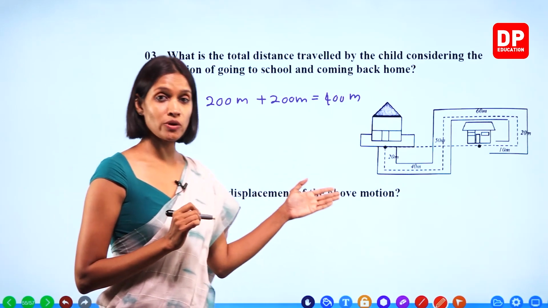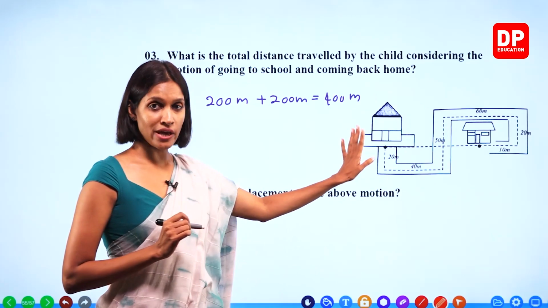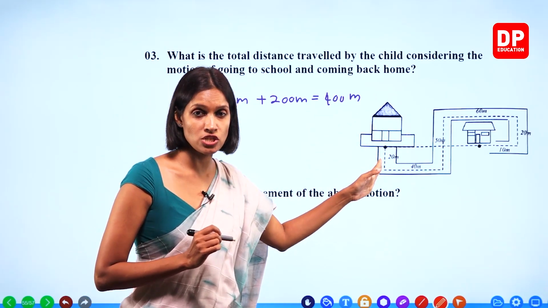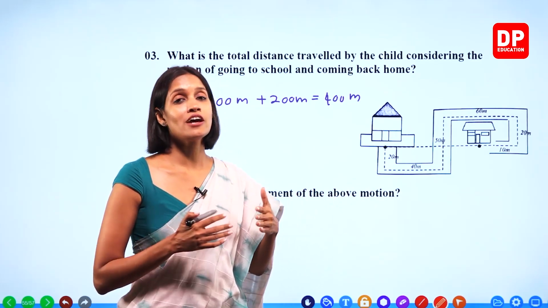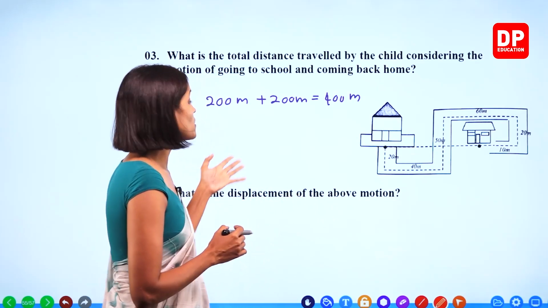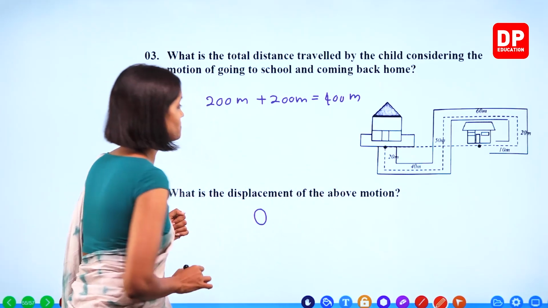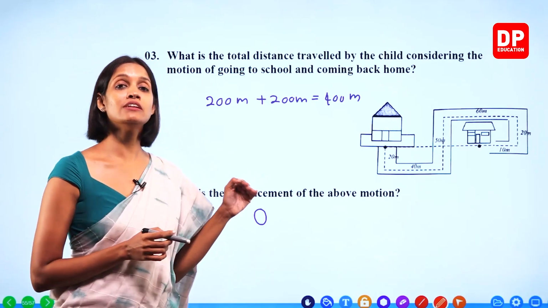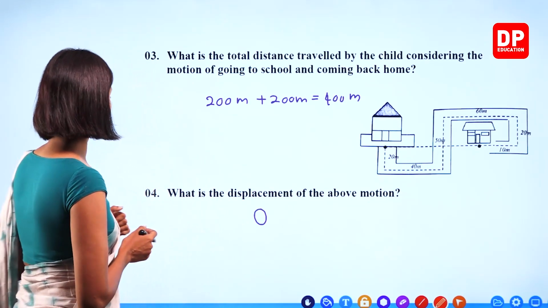What is the displacement? Starting from home, he goes to school and comes back home. When he comes back home, he comes back to his starting position. So what is the linear length between the start and the end? There's no length, there's no difference. It's the same point. Therefore, the displacement is 0. Okay? Displacement is 0. Right, children? So I hope you got this correct. We did many examples like this. Right, children? We'll move on to the next.